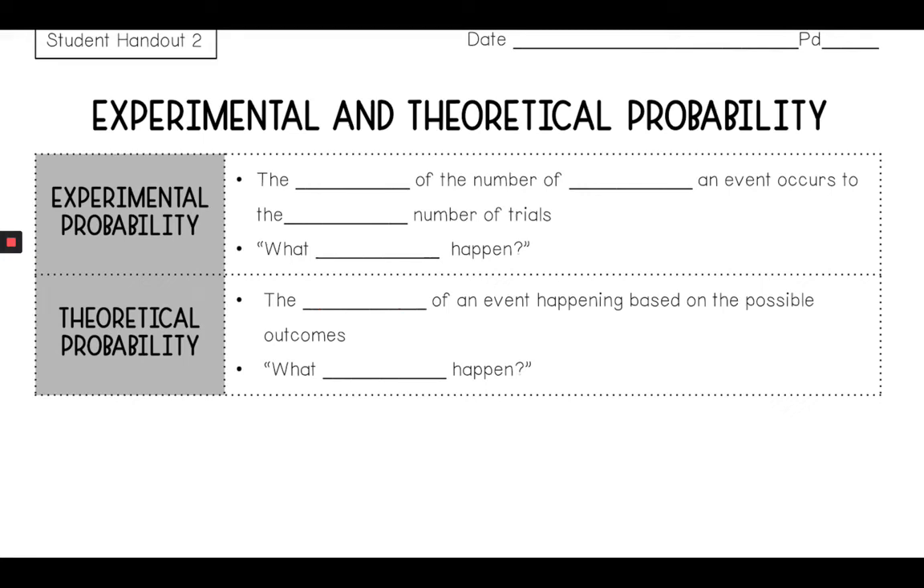Welcome back. Today we're going over experimental and theoretical probability. Now, there is a difference between the two, and so to know the two vocab words, experimental probability, that means the ratio of numbers of times an event occurs to the total number of trials.